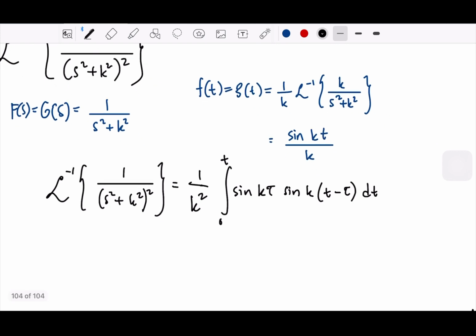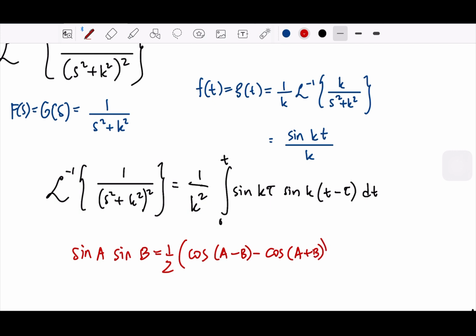Now we need to solve these integrations. We have a problem because we have sine multiplied with sine, so we need to rewrite the trigonometric part. Sine times sine can be rewritten as cosine minus cosine. Do you remember? Let me write it for you. So sine A sine B is half cosine (A minus B) minus cosine (A plus B), right?